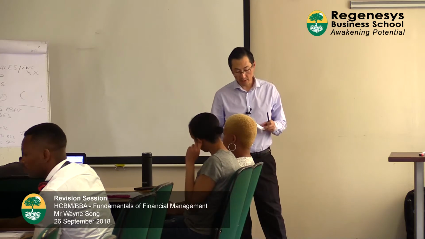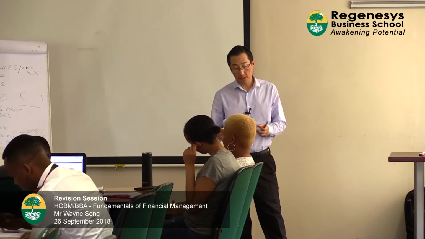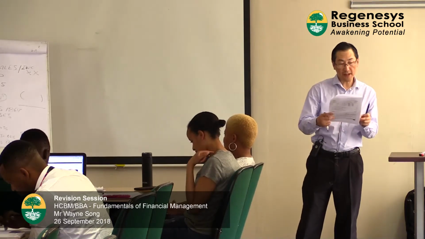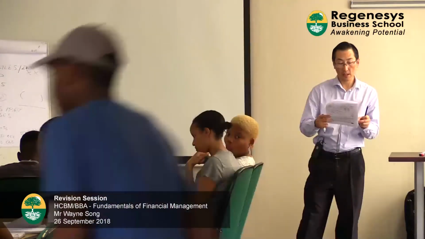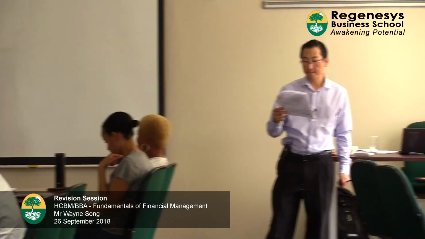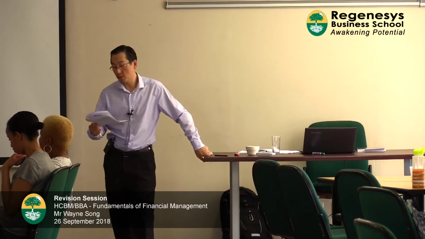Question number 5. It's quite a big one, 30 marks. You're given an income statement and a balance sheet, and then they ask you to compute various ratios. I think important for this question is that you're told to assume that the year is 360 days. So use 360 and not 365, okay? I think that's probably the important one in this question.